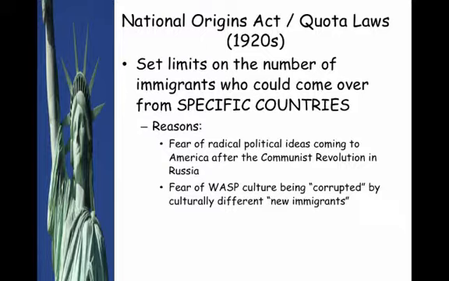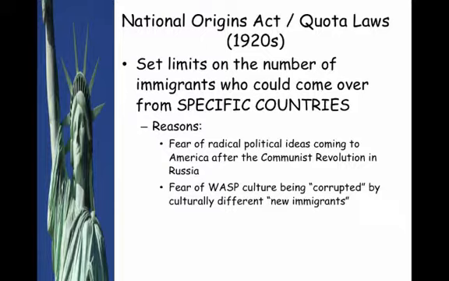Why were we limiting who could come? There was a fear of radical political ideas coming to America after the communist revolution in Russia. A lot of Eastern European countries live near Russia or were taken over by Russia, so there was fear that those immigrants liked those political ideas and they would infect America with them.